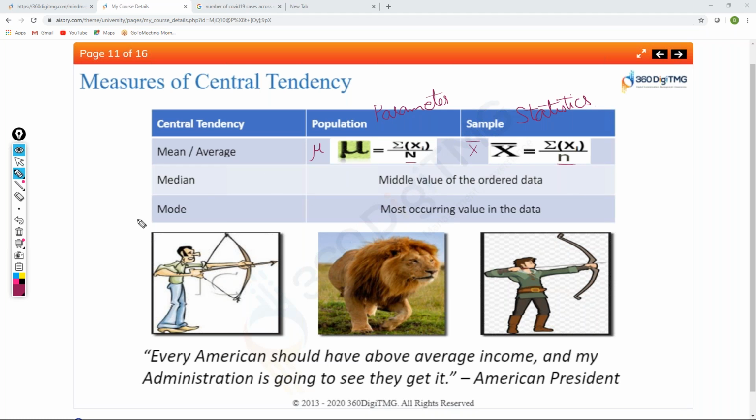Median is the middle value. Mode is the most occurring value. We know that.